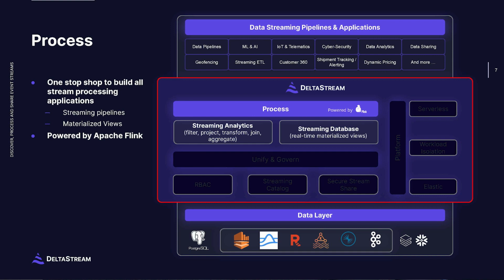And you can also build materialized views. Streaming database systems provide these things. And this kind of combines the stream processing and streaming storage and the storage part of that materialized view. And of course, all of these are powered by Apache Flink under the hood.